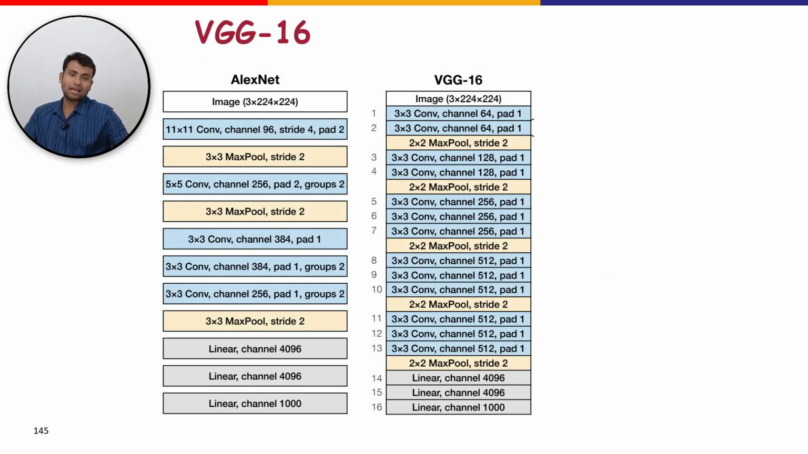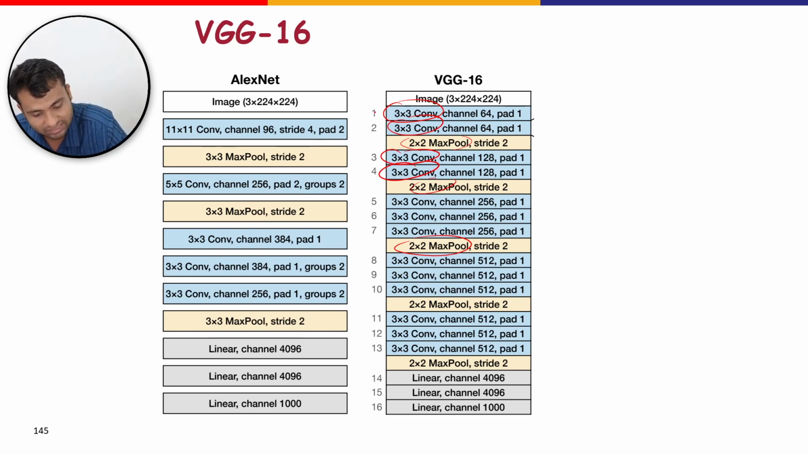An advancement of AlexNet was VGG16, in which they tried to do certain modifications. Here they chose a standard size of 3 cross 3 convolution, which you see here, and a standard size of 2 cross 2 max pooling. So no such thing as 11 cross 11 convolution, then 5 cross 5 convolution, then 3 cross 3 again, and so on. They chose standard computational blocks.